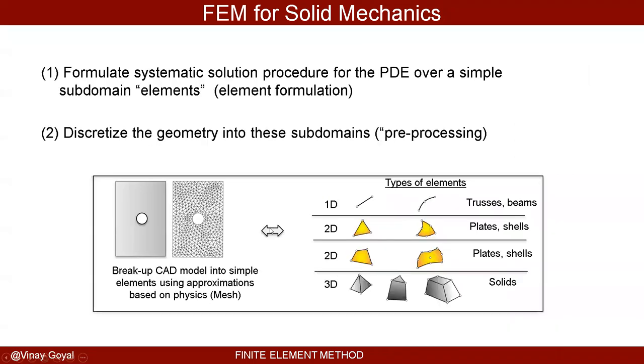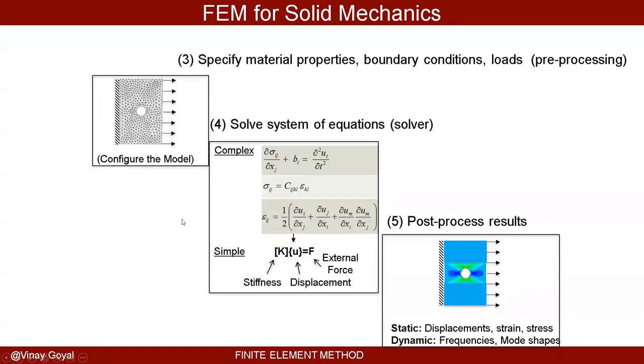differential equation, and by simply approximating the solution over a subdomain, which I'm calling elements, these little triangles, and every triangle looks like each other, I have now turned the problem into Ku equals F. And that's a mathematical miracle.